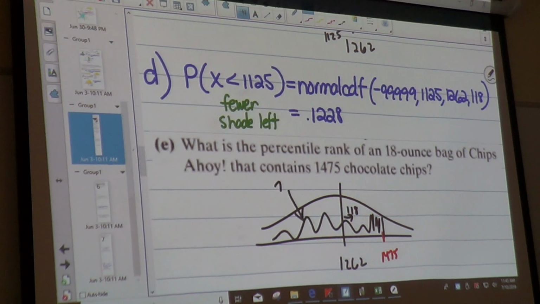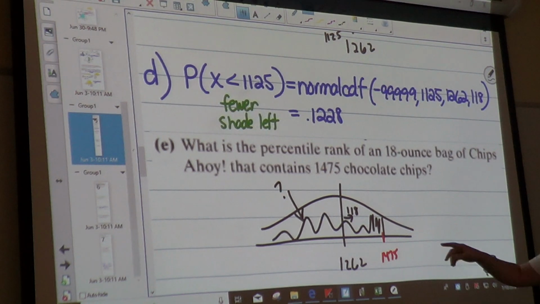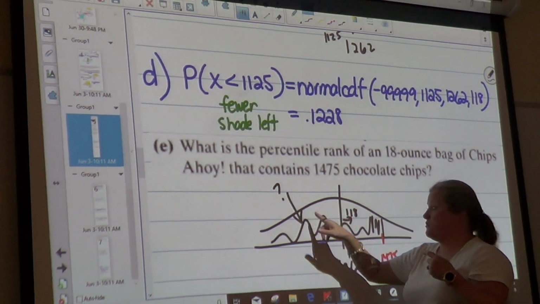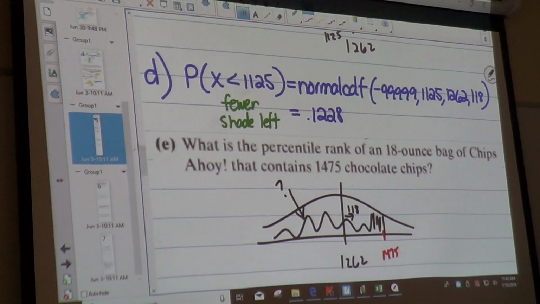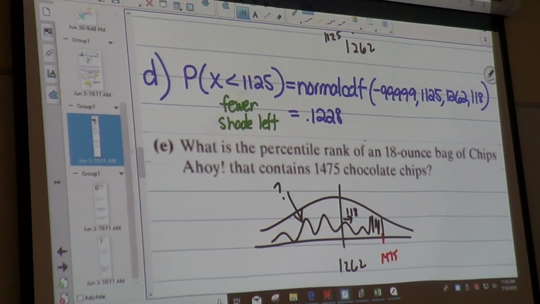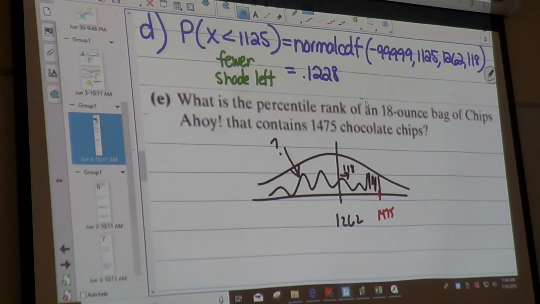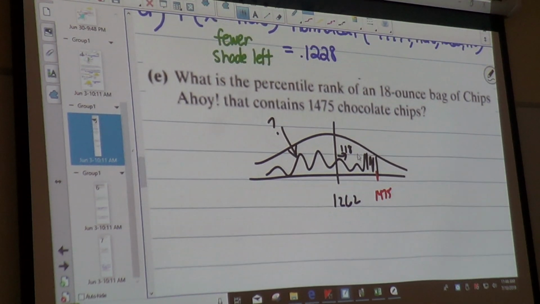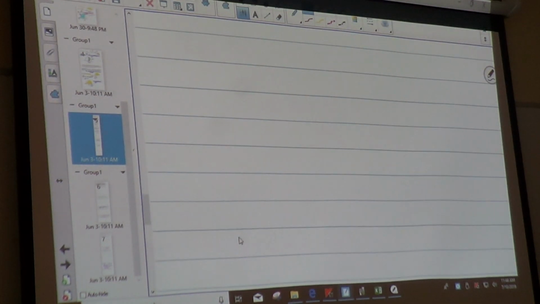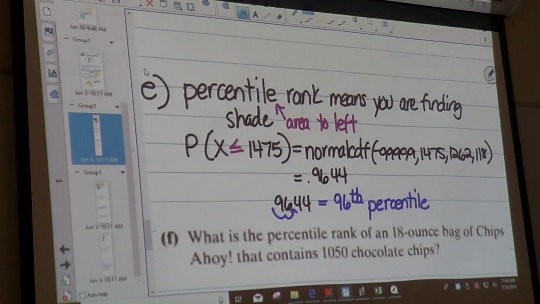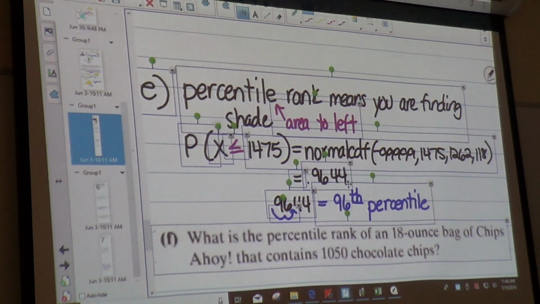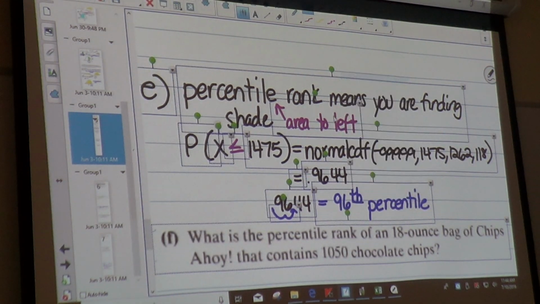Know what is the percentile, what is the shading to the left. What am I going to do? Normal CDF, because it's normal to find the shading, it's normal to throw shade. So where did I start? Where did my shade start? Negative 9999. Where did my shade end? 1475. So if I don't know why I threw it this far down, let me cut.